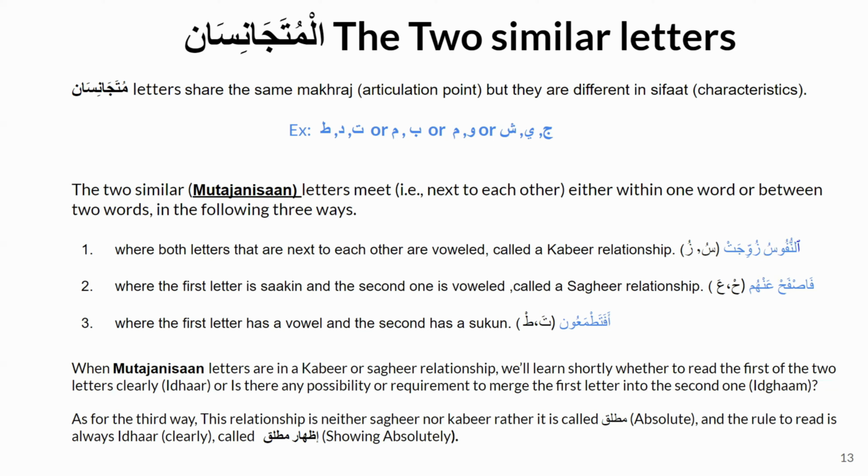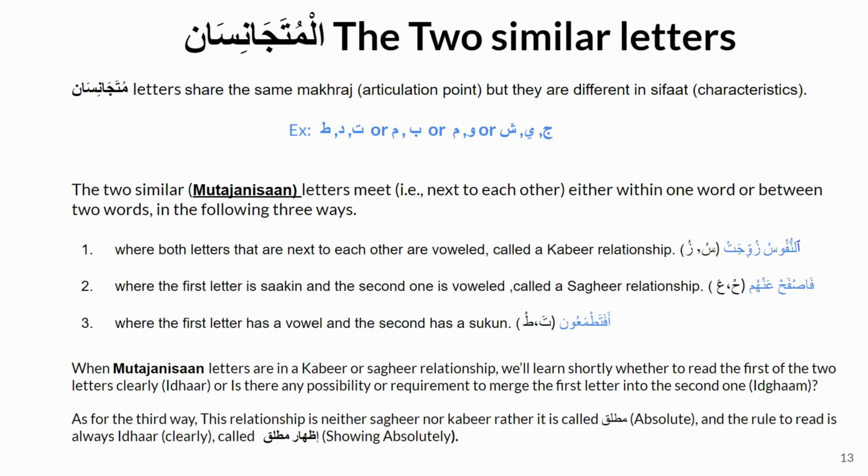Letter mim has gunna, ba doesn't have it. Letter ba is a letter of shidda, while letter mim is a letter of tawassut. So mutajaanisaan letters share the same makhraj, but they differ in one or more sifat. And just like mutamathilan letters, mutajaanisaan letters also appear in kabir, saghir, or mutlaq relationship.